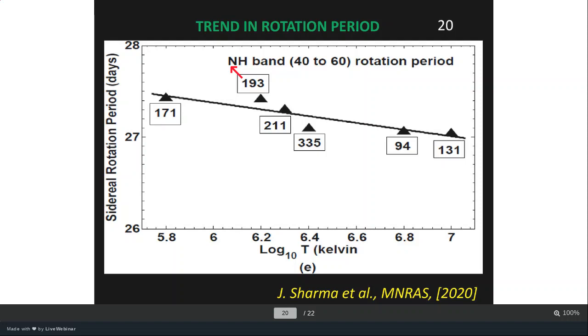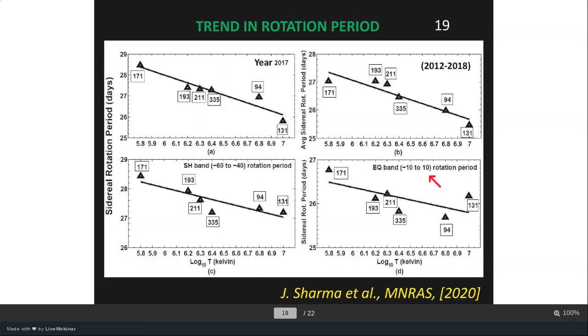This panel E again has the same downward trend with respect to increasing temperature. Here, the northern hemispheric band, the average of 40, 50 and 60 degrees, has a downward trend in sidereal rotation period with respect to increasing temperature from 10 to the power 5.8 to 10 to the power 7 Kelvin of the solar corona.